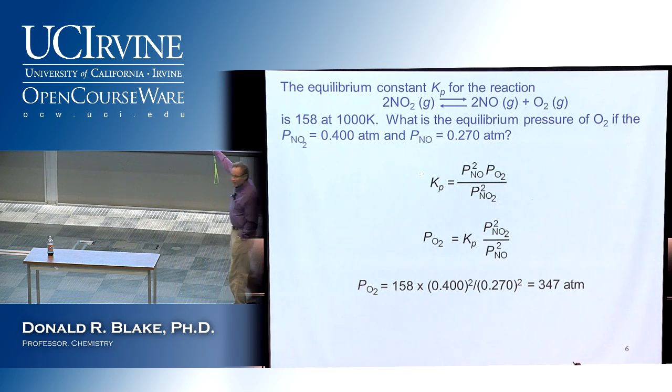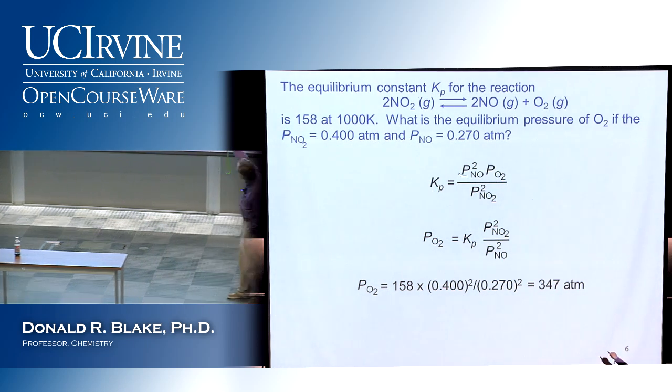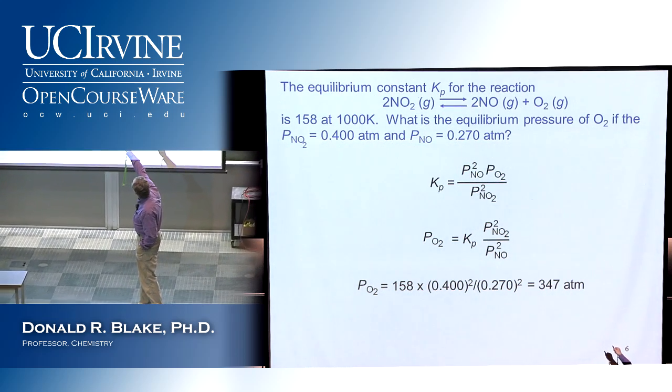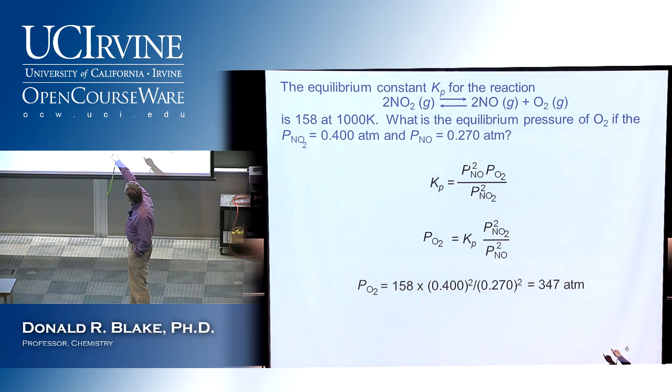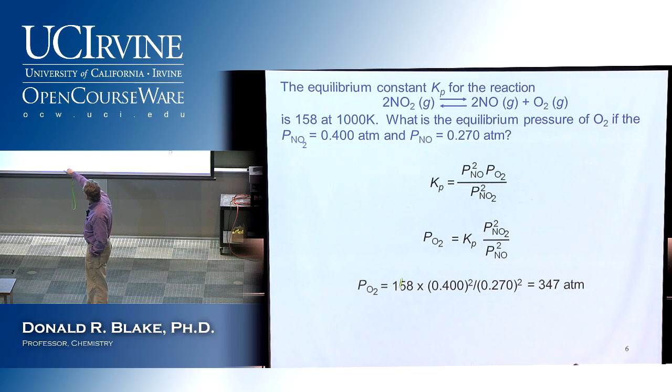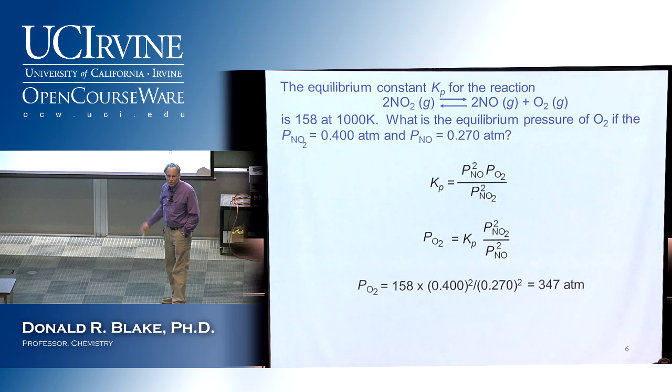So, you set it up like this. K sub P is equal to the pressure of NO squared, there's a coefficient of 2 there, times the pressure of O2, there's a 1 there, over, once again there's a coefficient of 2 there, the pressure of NO2 squared. And we already know what that is, right? So we're given this, 158. You plug those numbers in here, you got 158 times that pressure, times this pressure, each squared, so you come up with a value of the pressure for oxygen of 347.